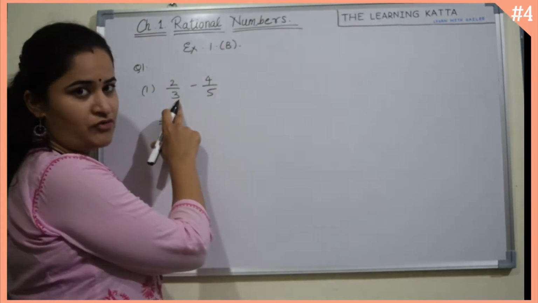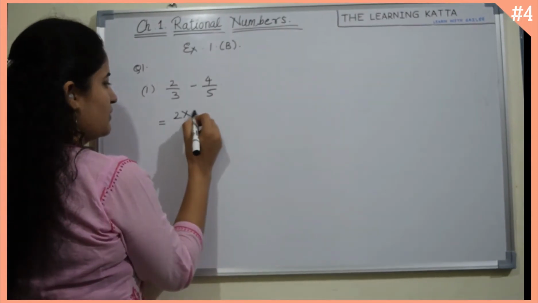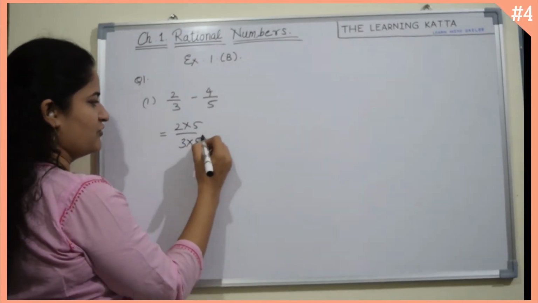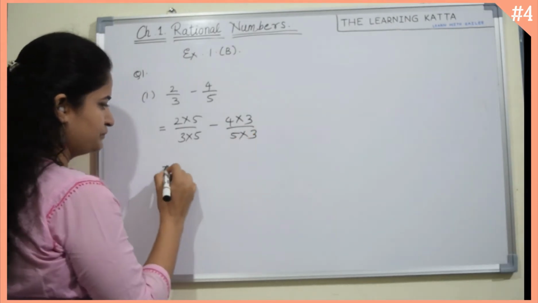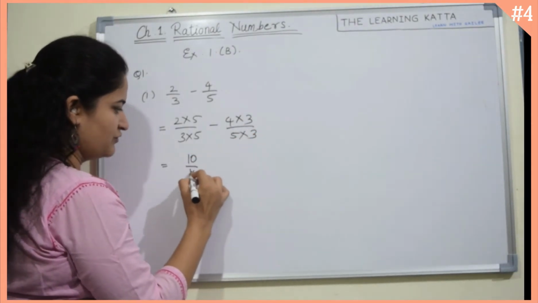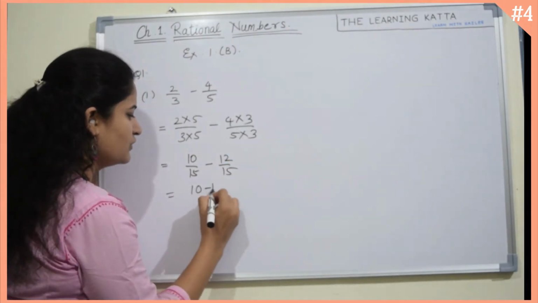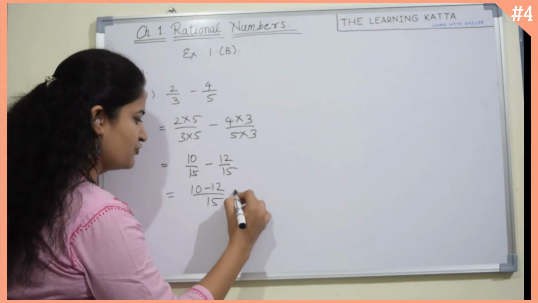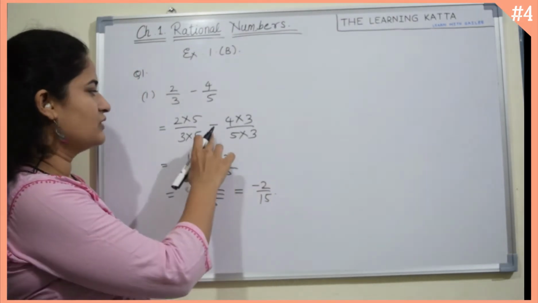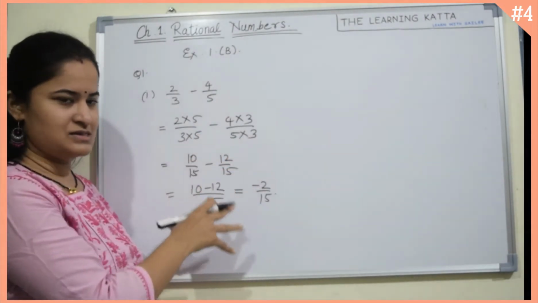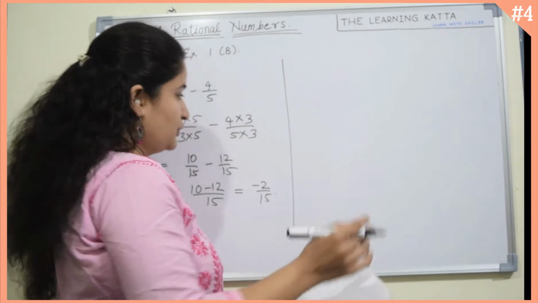So this number we will multiply by 5 and this one by 3. So 2 multiplied by 5 upon 3 multiplied by 5 minus 4 multiplied by 3 upon 5 multiplied by 3. So that will be 10 upon 15 minus 12 upon 15. So that gives you 10 minus 12 upon 15, which is equal to minus 2 upon 15. So that's how you solve it. Just the operation has changed, method is quite same, right? Now let's go to question number 2.